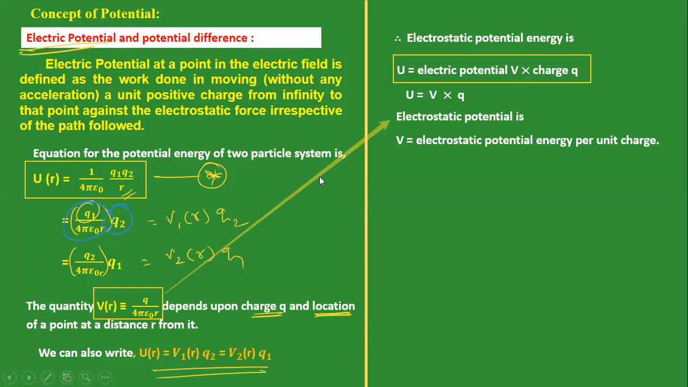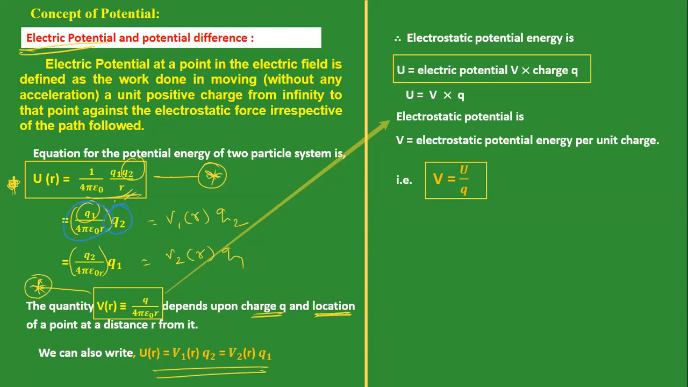Electrostatic potential is electrostatic potential energy per unit charge. If you see this formula and this formula, only one charge is missing here. So electrostatic potential energy per unit charge: if we divide this potential energy by charge, we get electrostatic potential. So we get this formula.